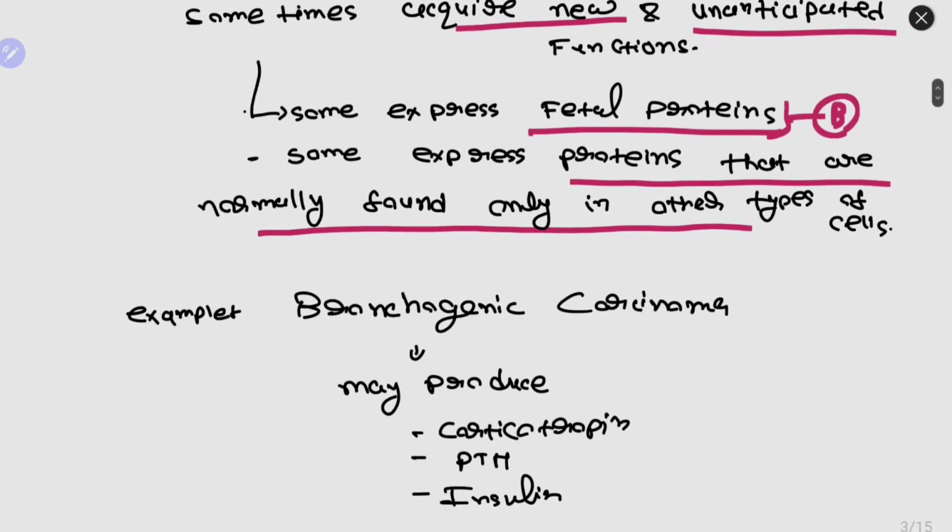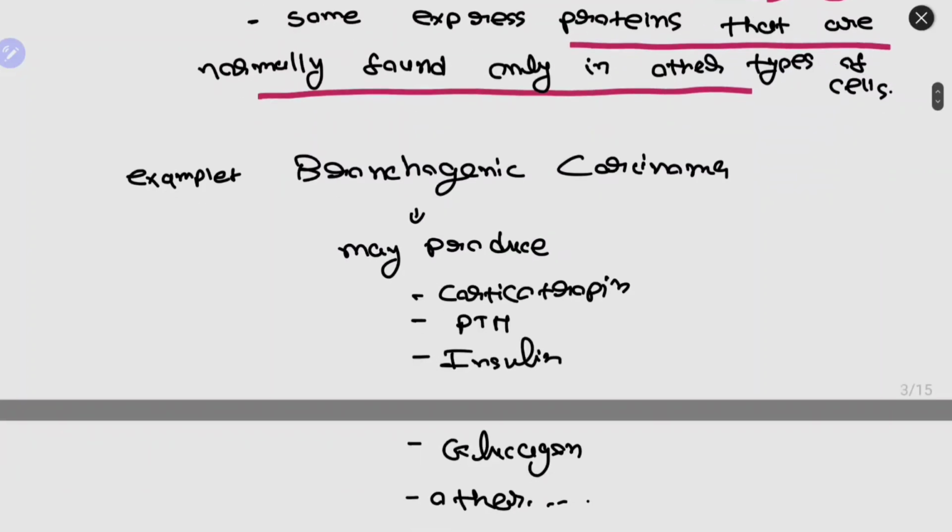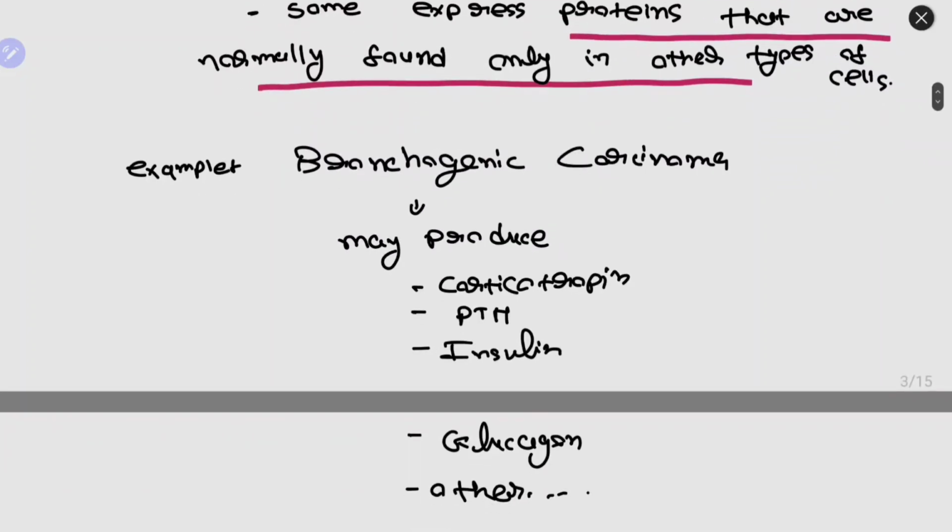Now it is a bit complicated line, isn't it? We can't understand that easily, but we can understand it with an example. There is the example of bronchogenic carcinoma. This is a very interesting tumor, guys. Bronchogenic carcinoma can produce either corticotropin, or parathyroid-like hormone, or insulin, or glucagon, and other things also, but these are the main things which bronchogenic carcinoma can produce.